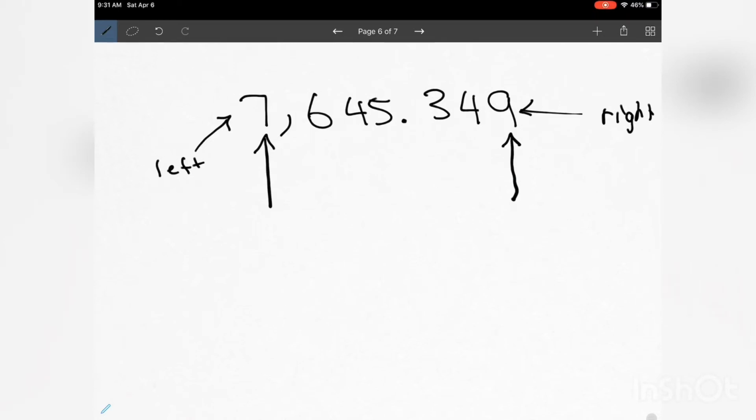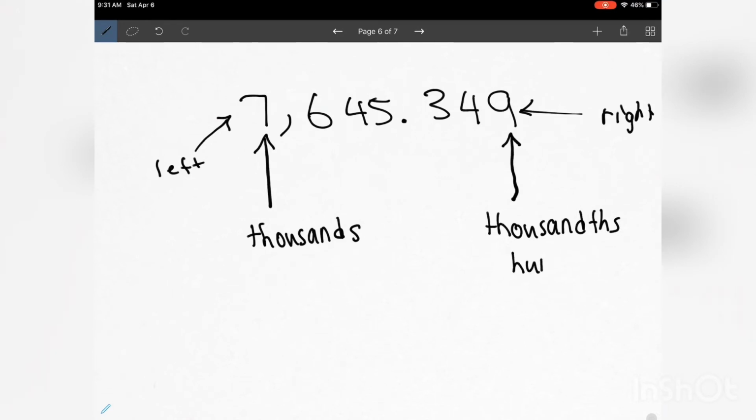Okay, if you said that the 7 is in the thousandths place, you are correct. If you said the 9 is in the thousandths place, you are also correct. If you said that the 9 was in the hundredths place, I'm sorry, that's the wrong answer. I think you thought that the 3 is in the oneths place. But again, that's not a thing. So don't get confused with that.